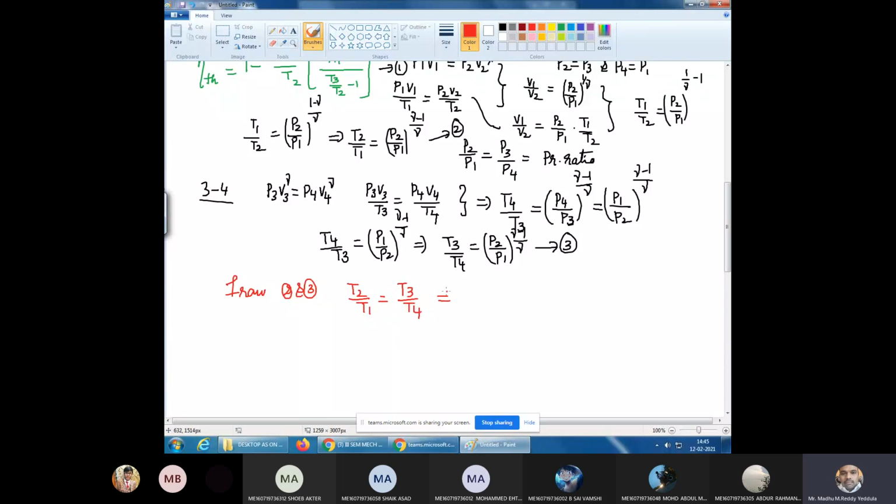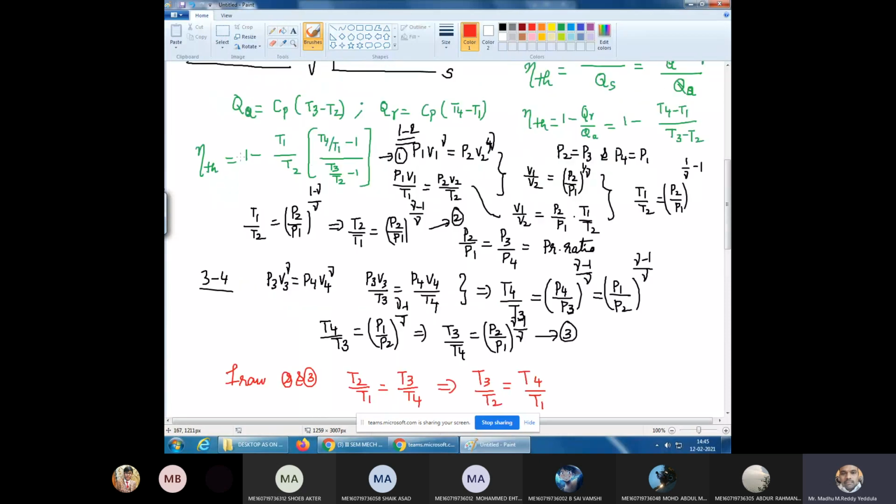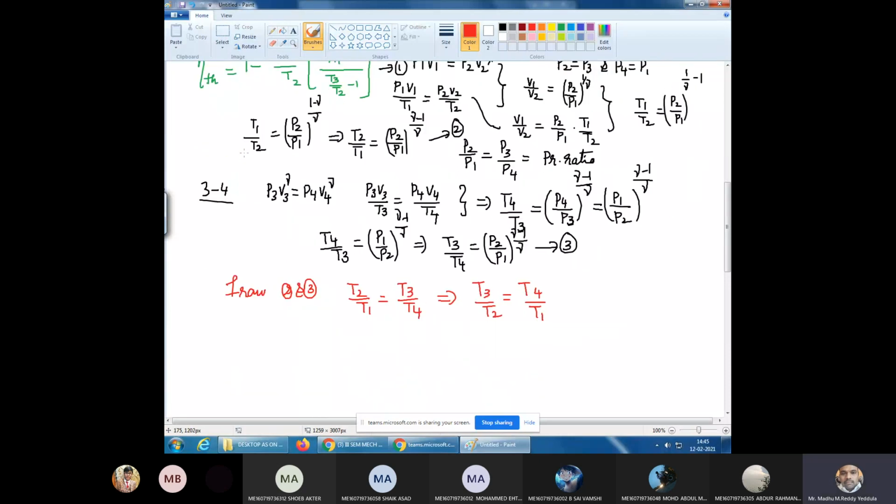Right. From this, I can also write it as T3 by T2, by rearranging the terms, T4 by T1. Is it okay? Take the 2 this side and take 4 that side. Now put equation 4 in equation 1.